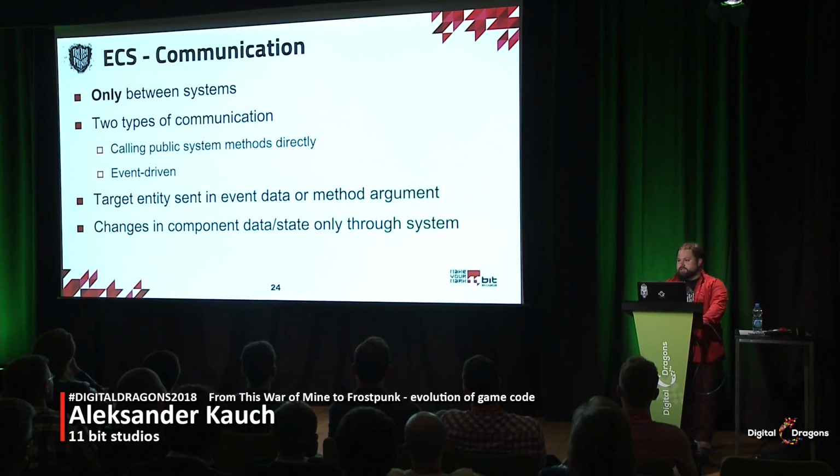Communication. Communication in our model occurs only between systems. There is no communication between entities. The only way of changing entity data or component data is via the corresponding systems. And we used two types of communication between systems: calling public methods of a system directly, and event-driven communication.